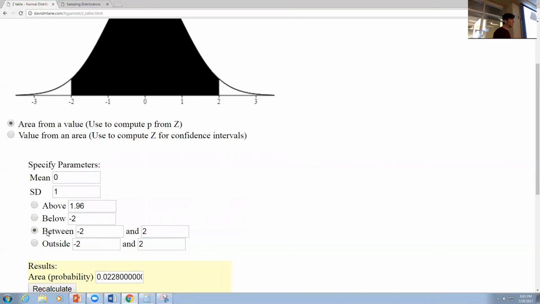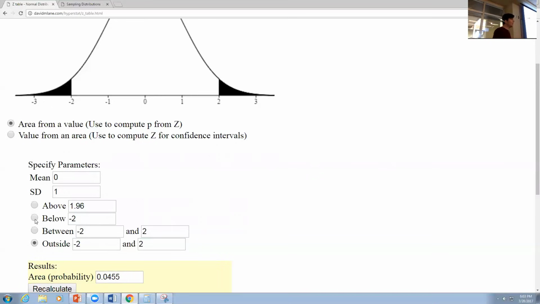Okay, then we have between is 95, basically. Outside is 5, basically. And then one side is 2.5. Now it is 95.449. You saw the more exact numbers, but we know the empirical rule is 68, 95, 99.7. It is technically 99.73.